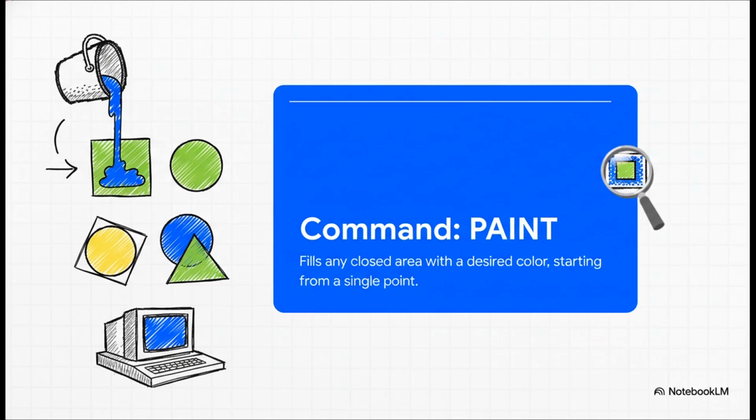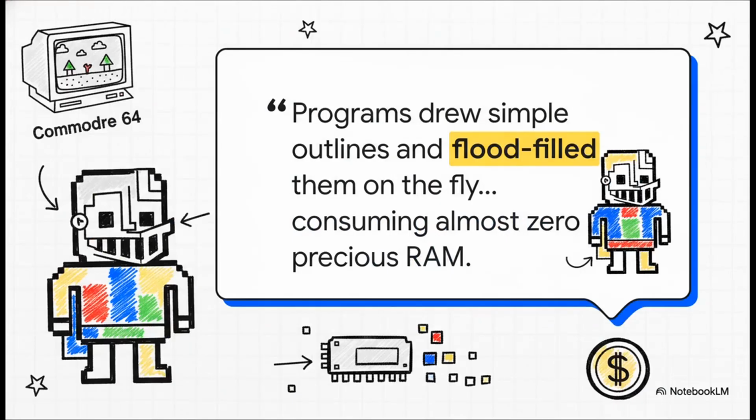But its real genius wasn't just about coloring things in. And this right here, this was a revolutionary memory-saving hack. Instead of storing huge image files, game developers could just draw simple outlines and then fill them with color right when you were playing. This meant they could pack in way more graphics without eating up that precious RAM.